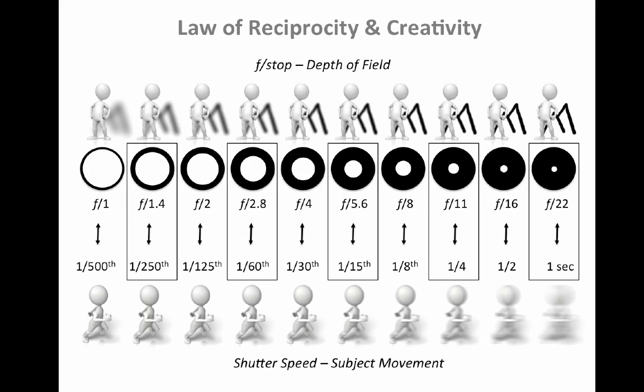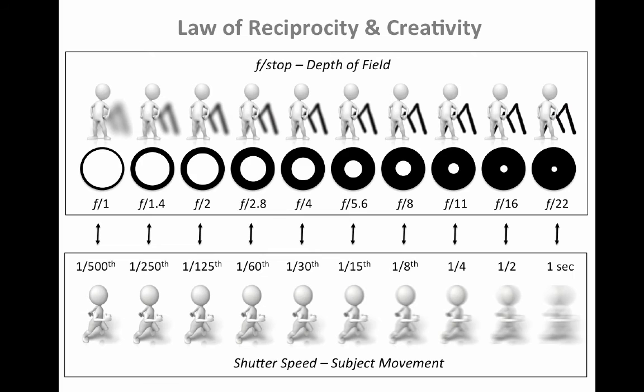Now that we know about subject movement caused by changing the shutter speed and depth of field caused by changing the aperture, an examination of this diagram reveals significant differences in the depth of field and movement. Actually, what this diagram offers is a range of visual choices for the photographer and an increased level of creativity.